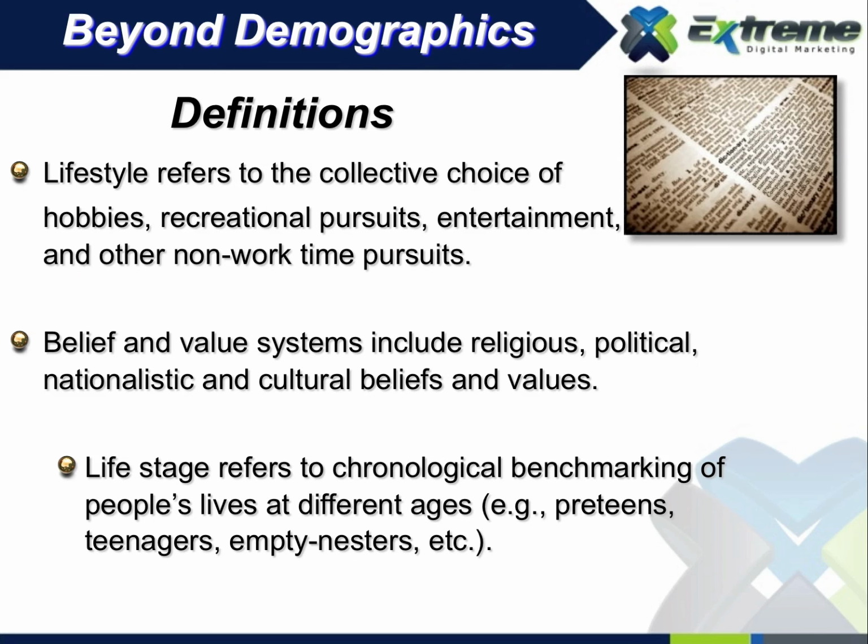So, in typical definitions of demographics, lifestyle refers to the collective choice of hobbies, recreational pursuits, and entertainment. How do you live? What do you do? Generally, it refers to non-work time pursuits. And a value system includes religion, beliefs, political, nationalistic, and cultural values. So that's your belief and value system. And your life stage refers to chronological benchmarking. You saw the main 7 categories that we use in demographics, but there's also chronological benchmarking, and it doesn't necessarily fit neatly into those 7 categories.